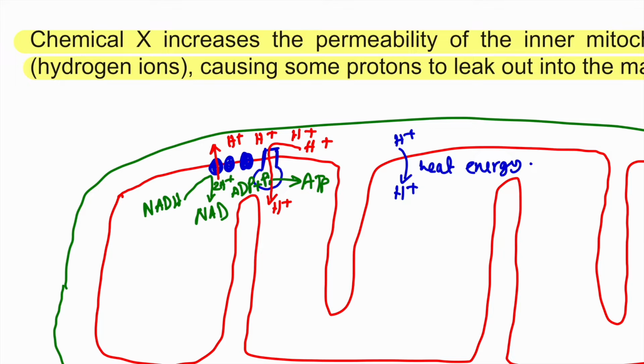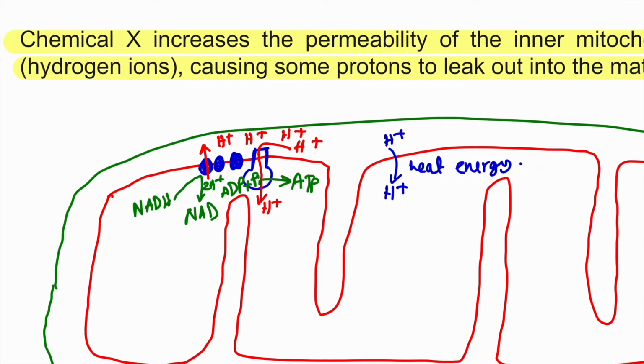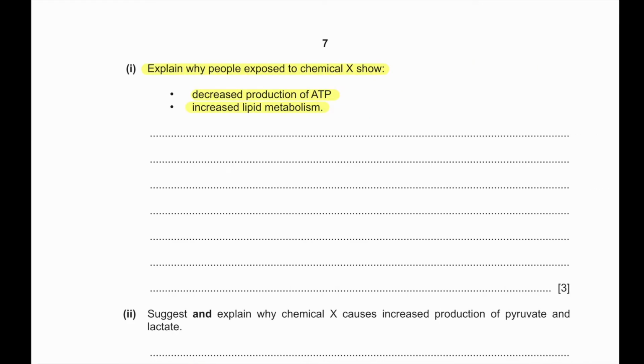Also, as the inner membrane is more leaky, enough concentration of H plus ions cannot build up. So ATP is also not synthesized by the ATP synthase. So that's basically the explanation. The answer will be: ATP production decreases due to a less steep proton gradient. So fewer protons go through ATP synthase, and lipid metabolism increases and uses body fat stores as less ATP is made from glucose.